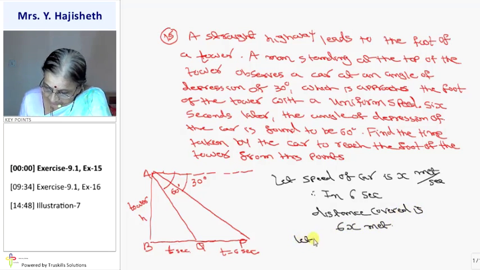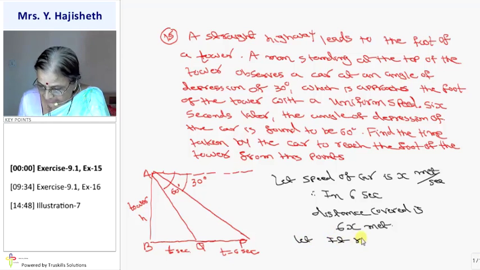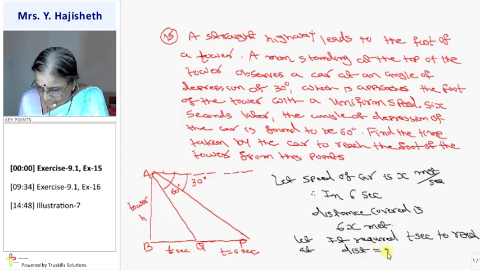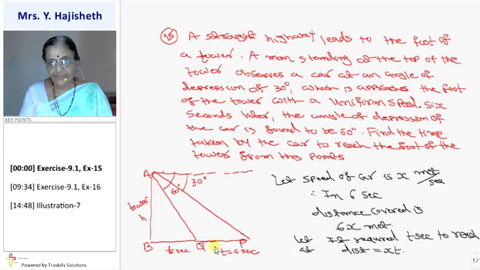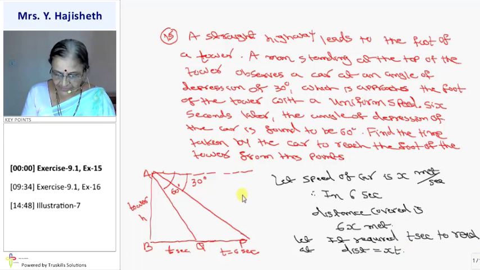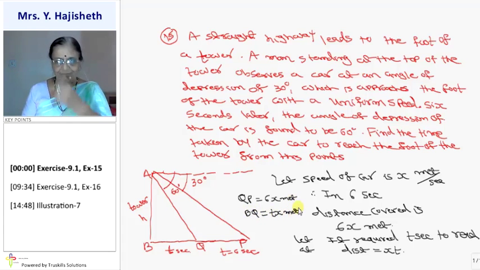Now let it require t more second to reach at B. So distance will be x into t, because x is a speed and t is a time. So my QP is, what is QP? QP is 6x meter. And my BQ is tx meter. Okay? I got a distance in meter.